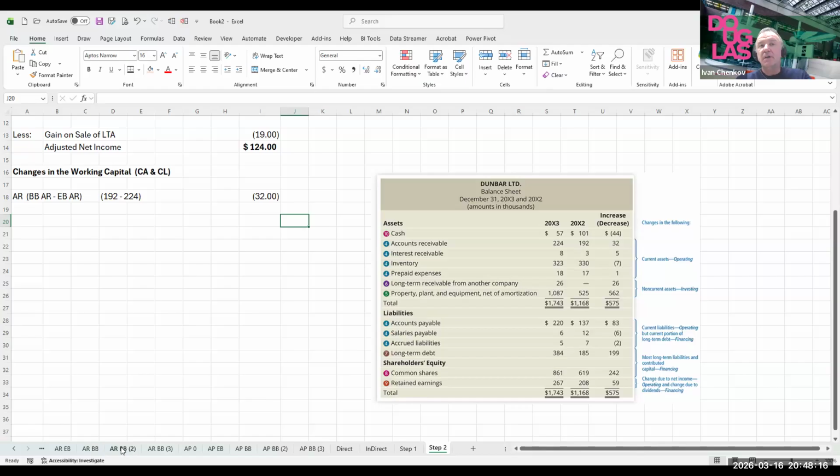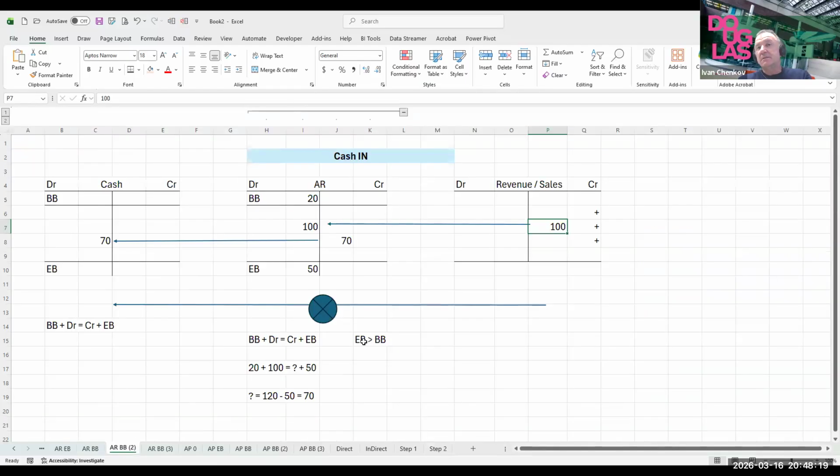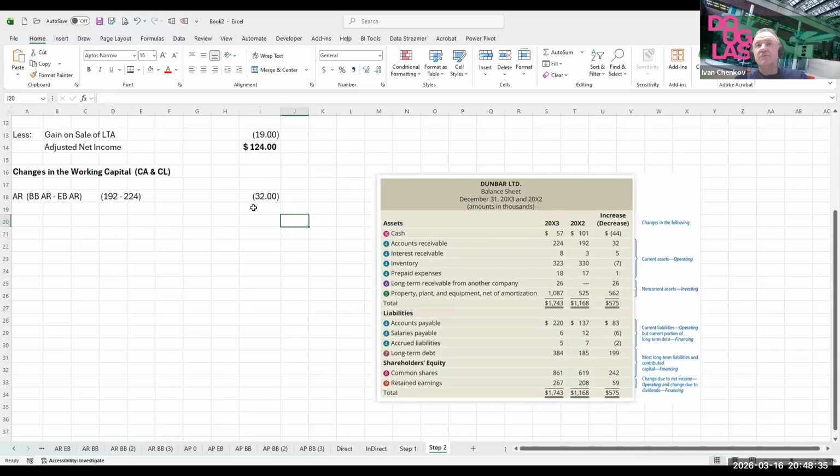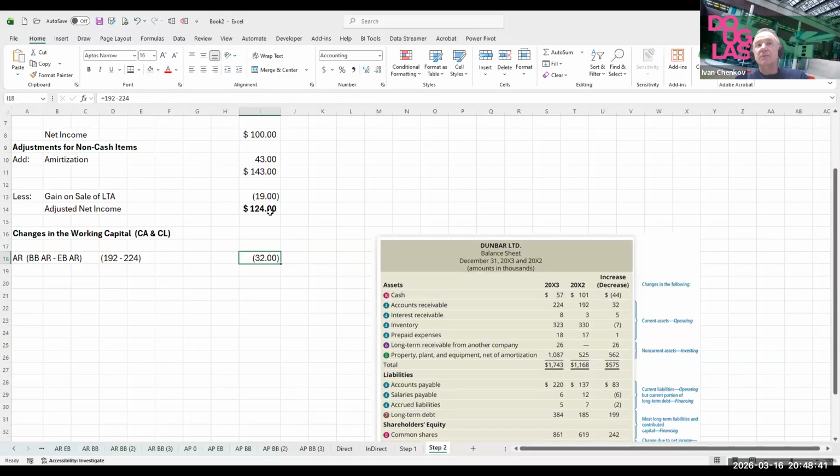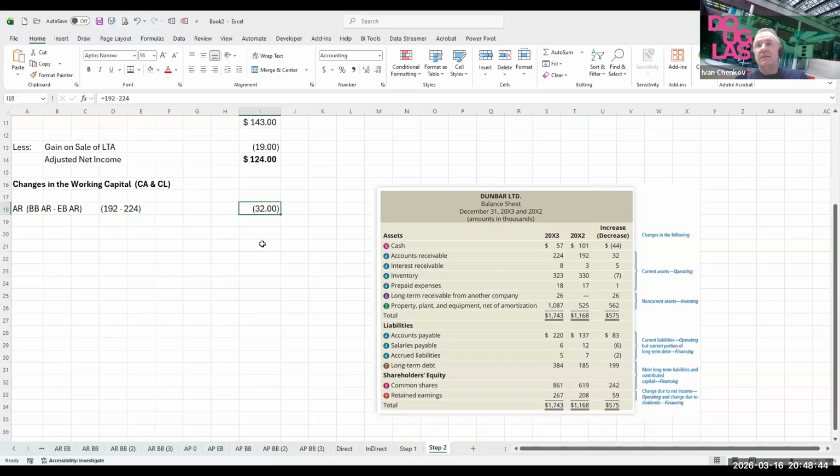So let's go back to our charts. Here, if the ending balance in accounts receivables is higher than the beginning balance, did we collect the revenue? No. For that reason, those $32 explain that from the net income that we started, that income has revenue, but out of that revenue, we haven't collected $32,000. Why? Because our accounts receivables are going up. Does that make sense?